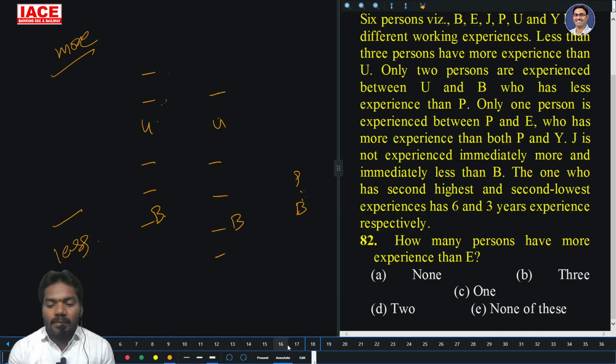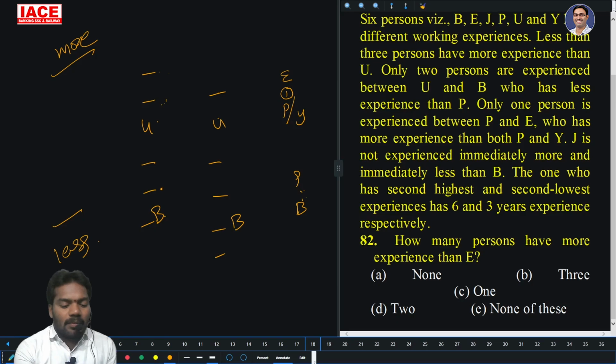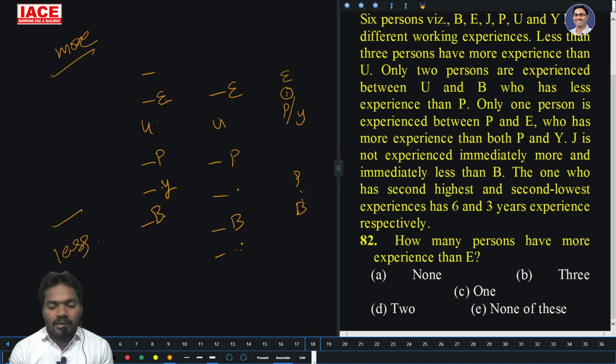Only 1 person is experienced between P and E. Okay, who has more experience than both P and Y? So, E is more experienced than P and Y, but only 1 person between E and P. If I take it as P, E, not possible. Only chance of P, only chance of E. But E is more than P and Y, which means only chance of Y. Maybe chance of E, maybe chance of Y.